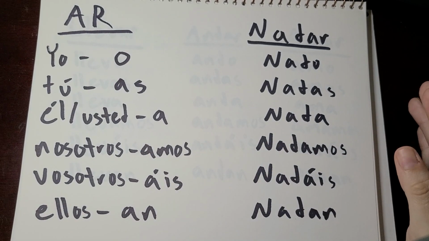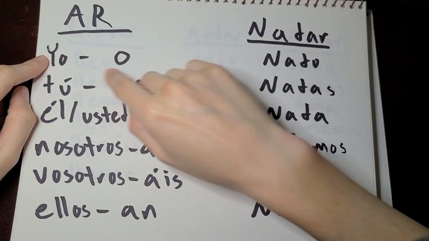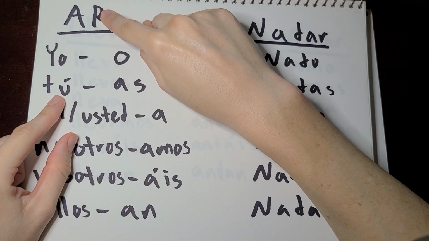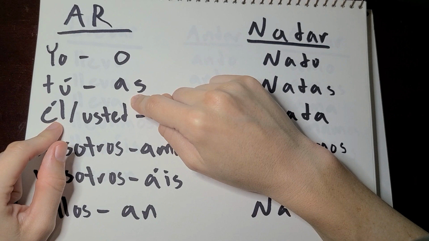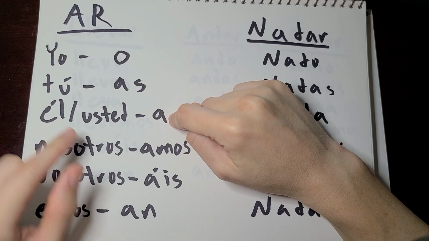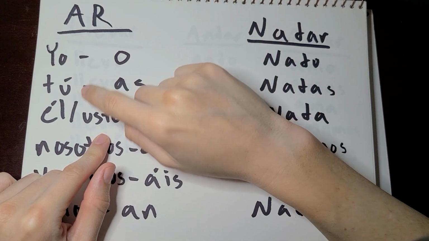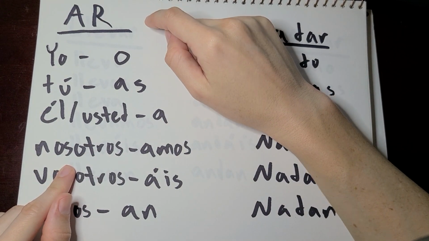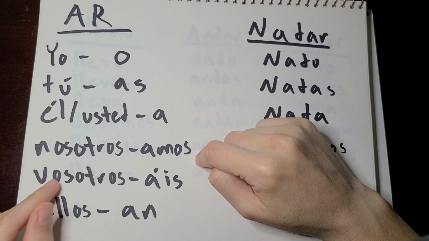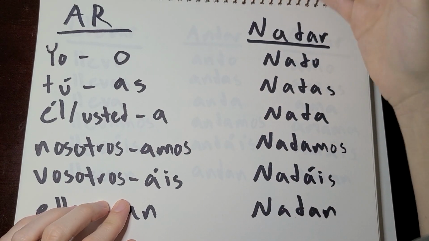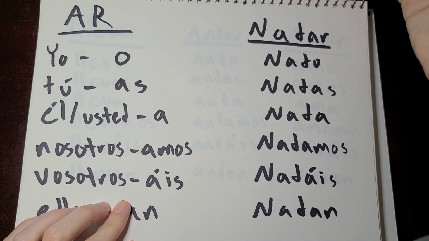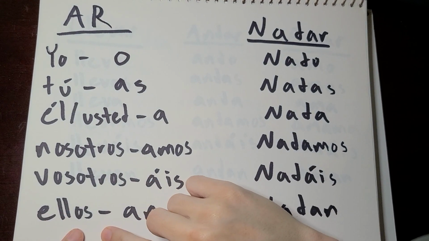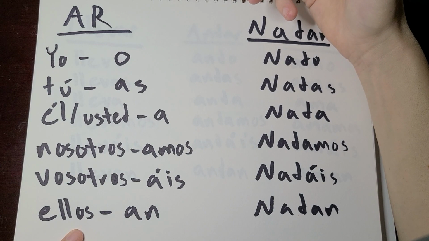Okay, that sounded like a lot. Let's recap. Yo, first person, AR becomes O. Tú, second person, you, AR becomes AS. Él, third person, he or she, AR becomes A. Usted, the polite version of tú, or you, AR also becomes A. Nosotros, we do something, AR becomes AMOS. Vosotros, speaking to a group of people in the you form, you all do something. Not used a lot. AR becomes AIS. Ellos, they do something, they all do something.